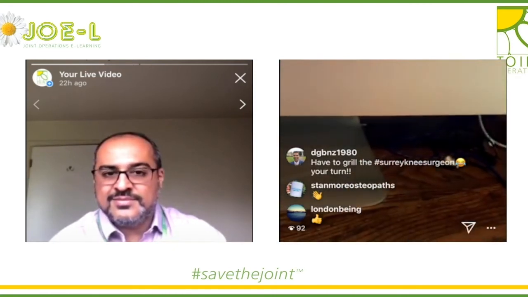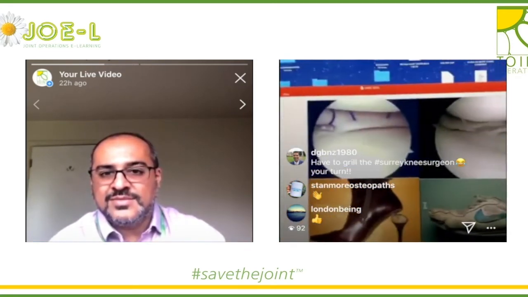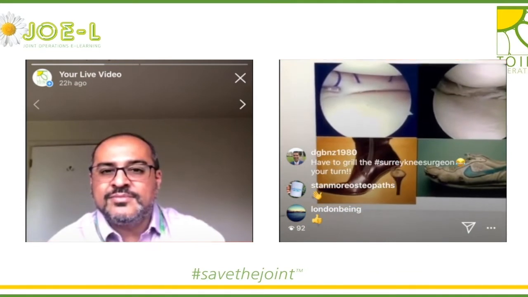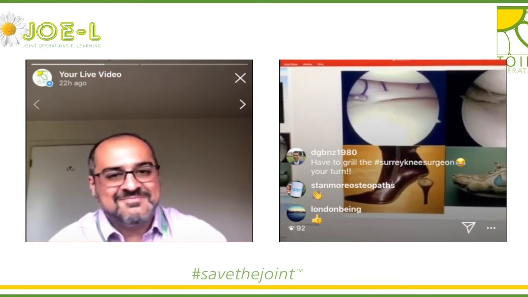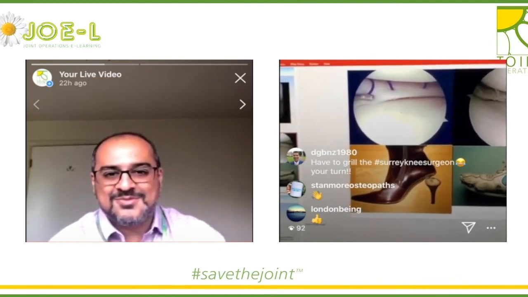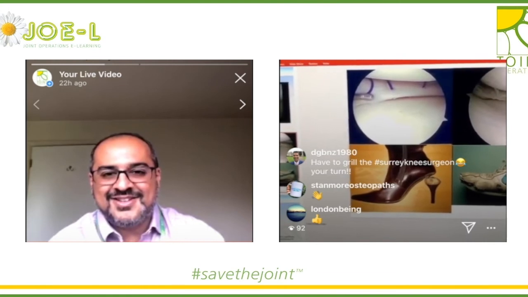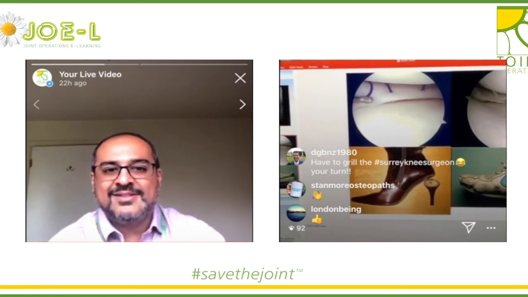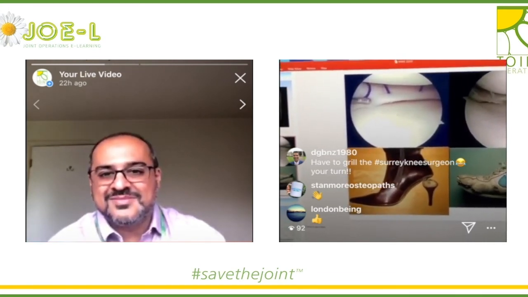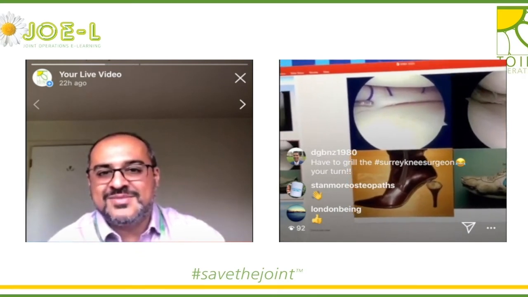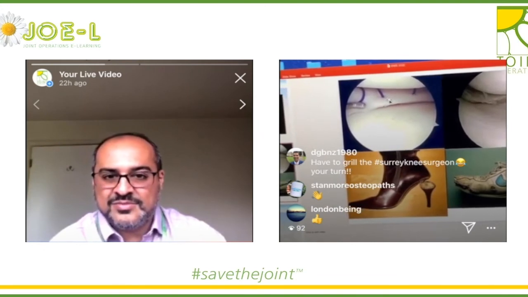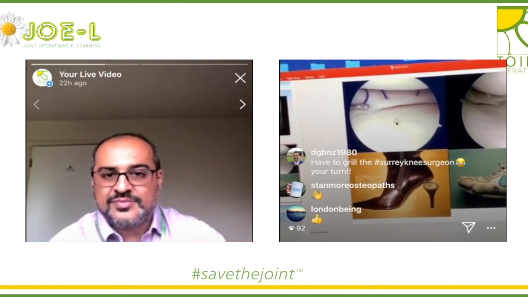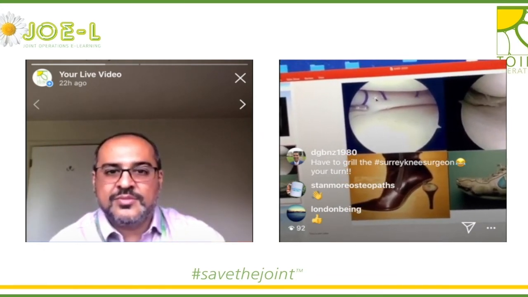If you think of the meniscus as a pair of shoes, you've got a brand new pair of boots. You go out on a Friday night, you trip on the pavement, and the heel comes off. You're going to take it back, or get it repaired, at the cobblers and get that heel fitted. That's what this meniscal repair is. These stitches put the meniscus back, pristine surfaces, and get it sutured back.